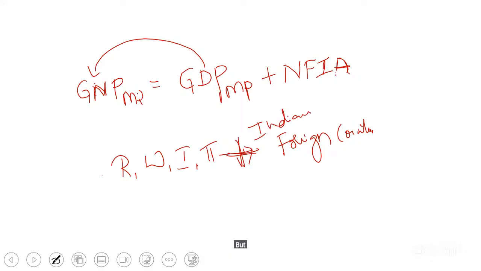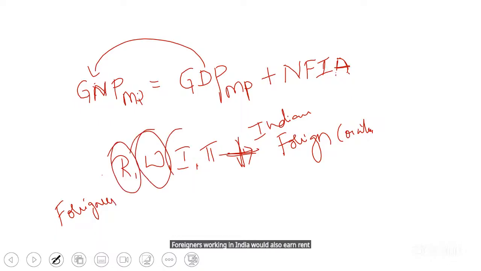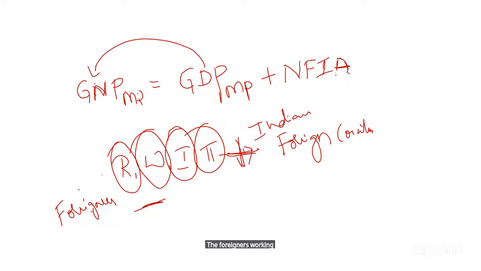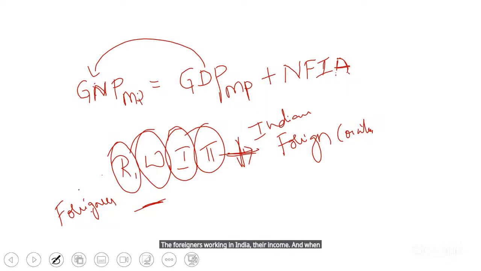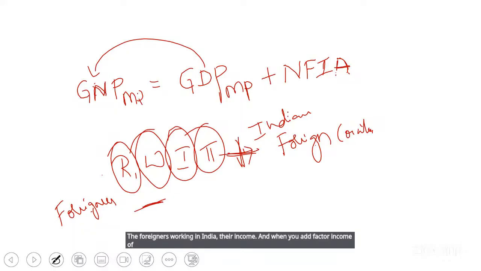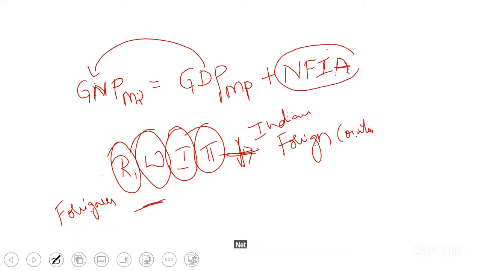But at the same time, foreigners working in India would also earn rent, wages, interest, and profit, right? That has to be deducted. Are you able to understand? So when you deduct the income of foreigners working in India, and add the factor income of Indians working in foreign countries, that is called net factor income from abroad.